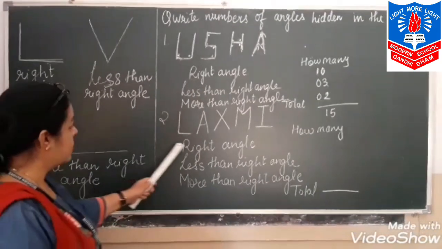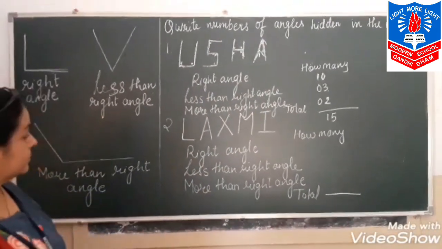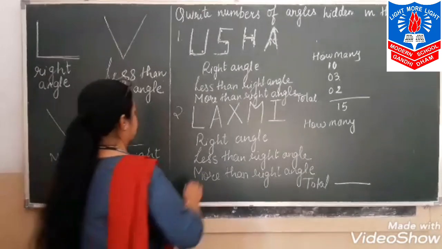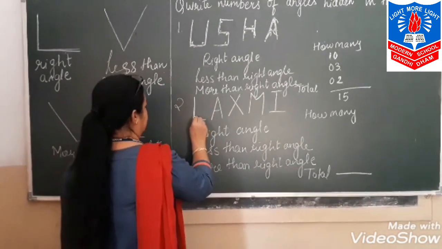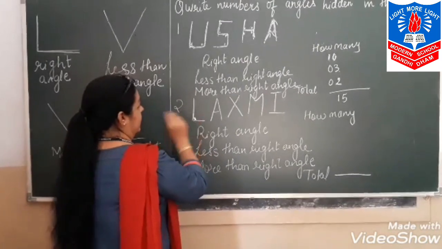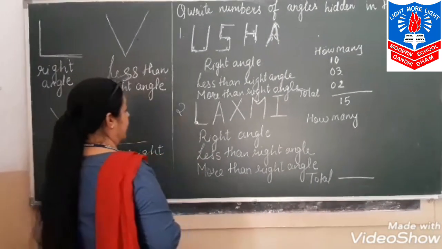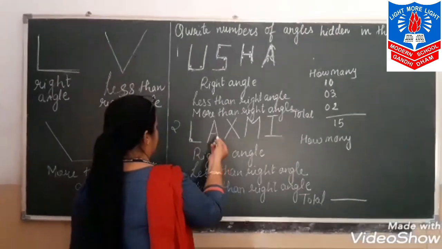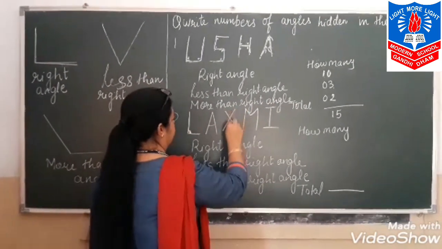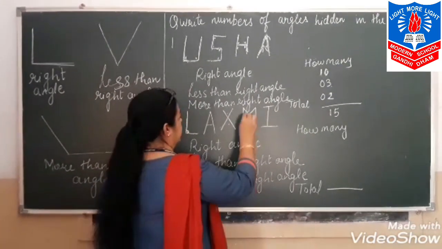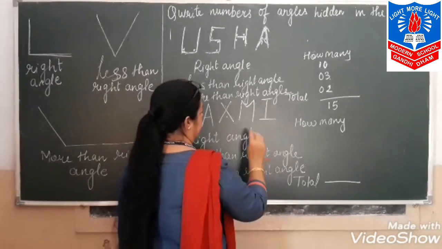Second word, Lakshmi. First we count right angles. Here is L. It is 1. Here is 1 right angle. Then here is a V shape, and A has no right angle. Here also a V shape, no right angle. Here also a V shape, no right angle.